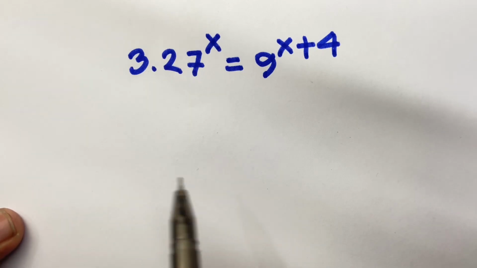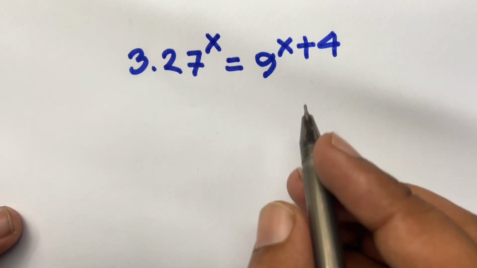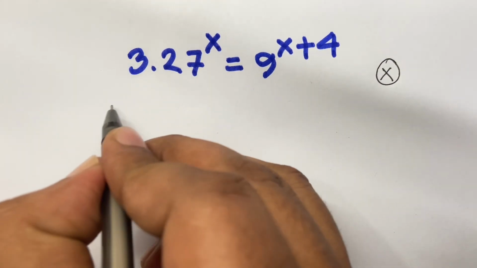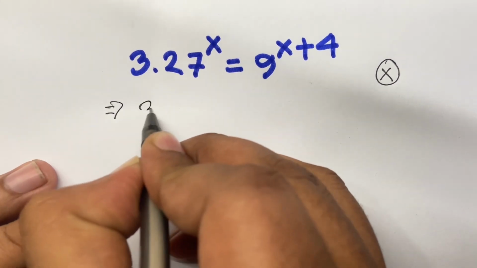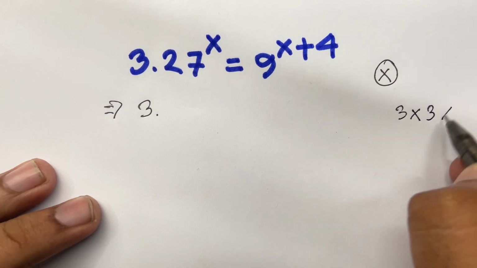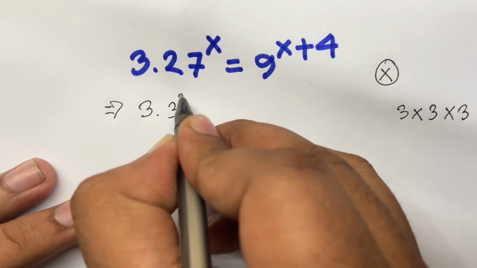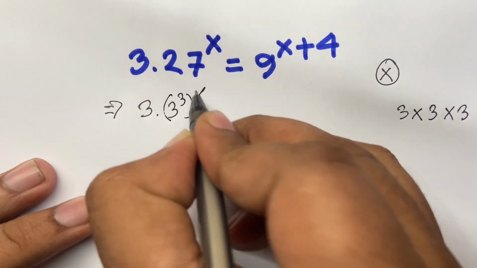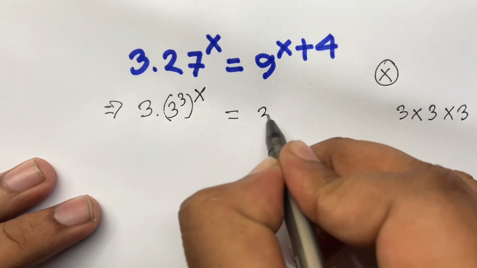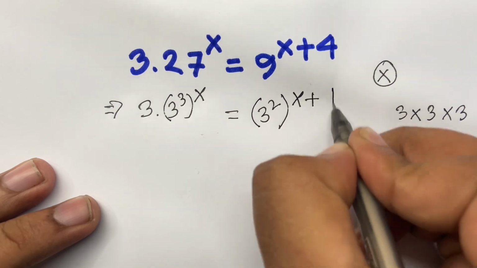Hello everyone, this question is 3 times 27 power x equal to 9 power x plus 4. Find out what is the value of x. So first of all, I can say here is 3 times, we know that 3 times 3 times 3 equal to 27. So I can say here is 3 power 3, bracket power is x equal to, here is 9, we know that 3 square equal to 9, bracket power is x plus 4.